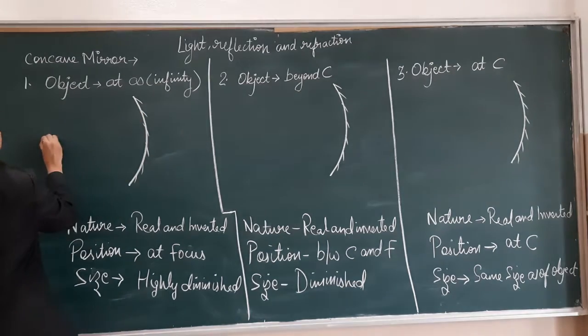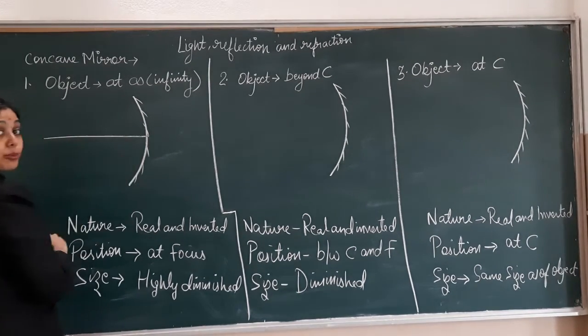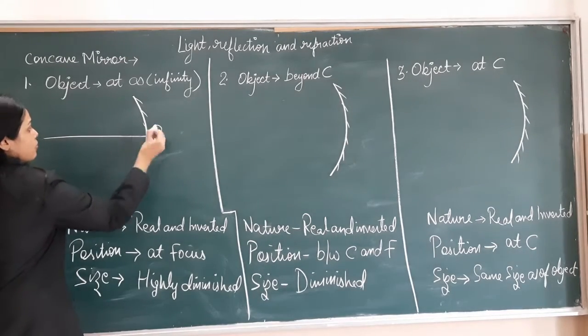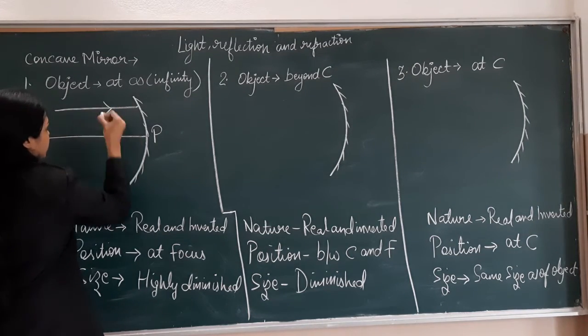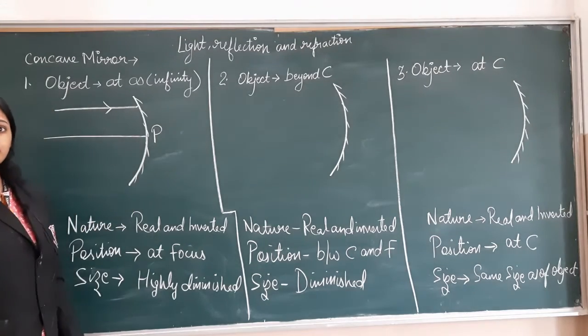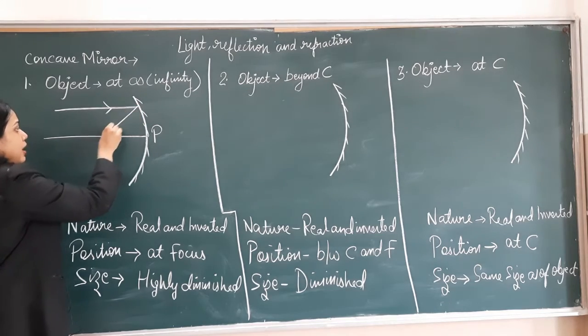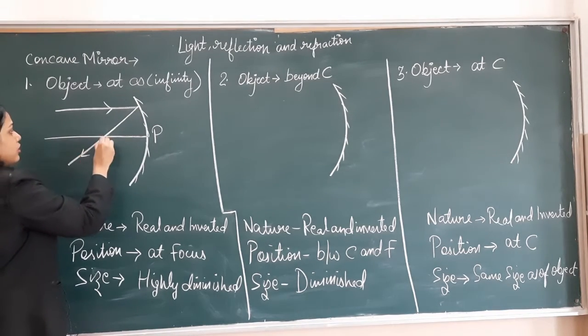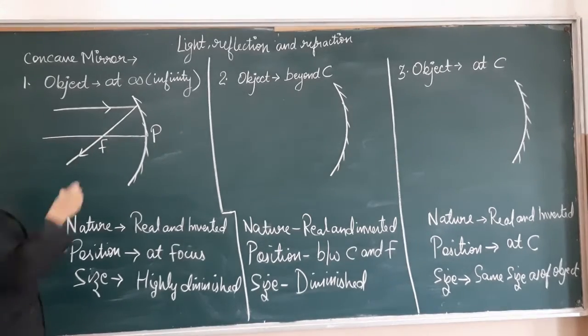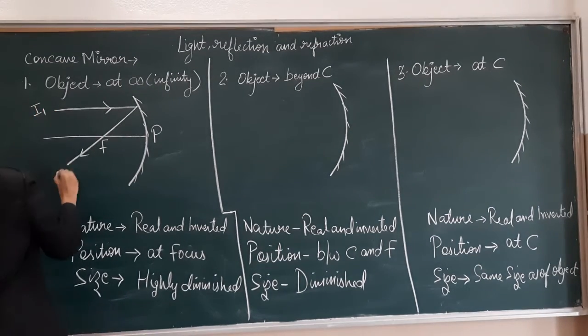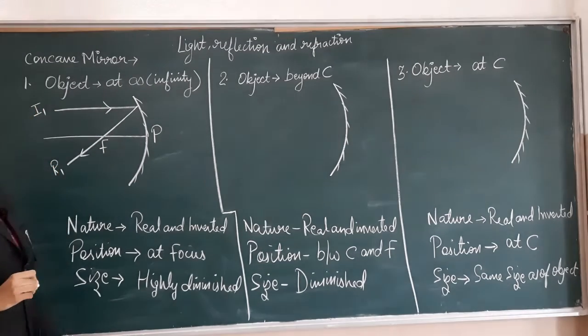This is the concave mirror. This line is the principal axis, this is the pole. Now rays will come parallel because the object is at infinity. That ray will pass through the focus. According to rule number 1, a ray parallel to the principal axis passes through the focus. So this is the first incident ray and this is the first reflected ray.